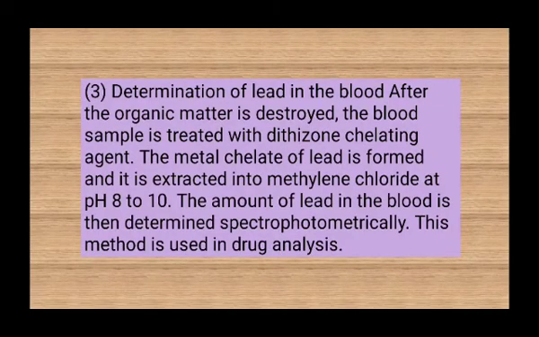Determination of lead in blood. After the organic matter is destroyed, the blood sample is treated with dithizone chelating agent. The metal chelate of lead is formed and it is extracted into methylene chloride at pH 8 to 10. The amount of lead in blood is determined spectrophotometrically. This method is used in drug analysis.